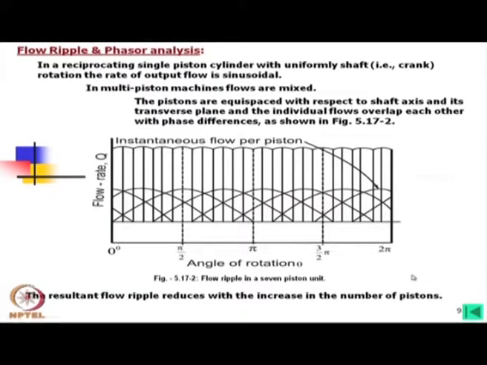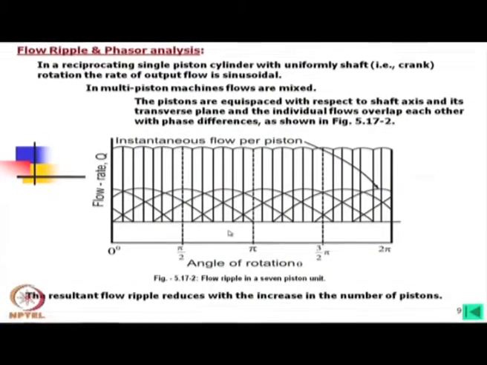The resultant flow ripple reduces with the increase in number of pistons. What is resultant flow ripple? This one is called resultant flow ripple. As we are mixing the flow, for a single piston we are getting a flow like this. Suppose you are rotating a crankshaft with a single piston, you will find half cycle it is delivering the oil, and half cycle it is suction, it is not delivering.